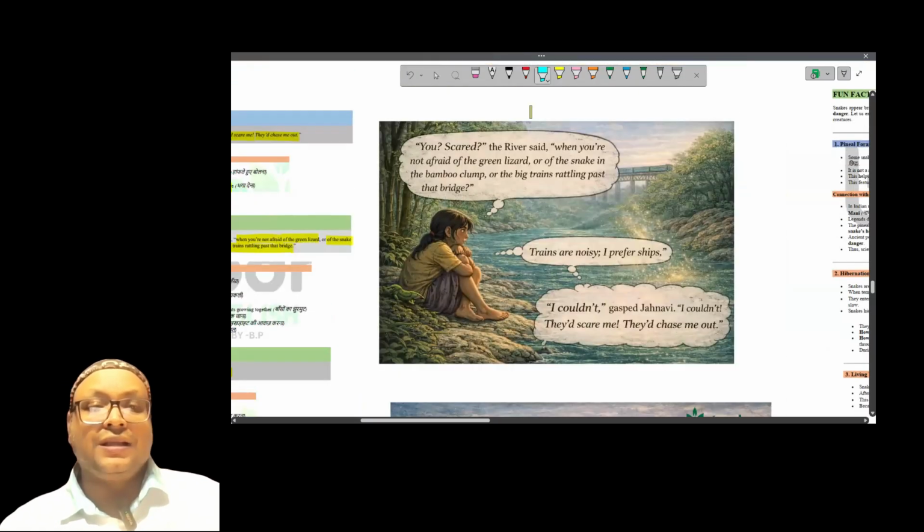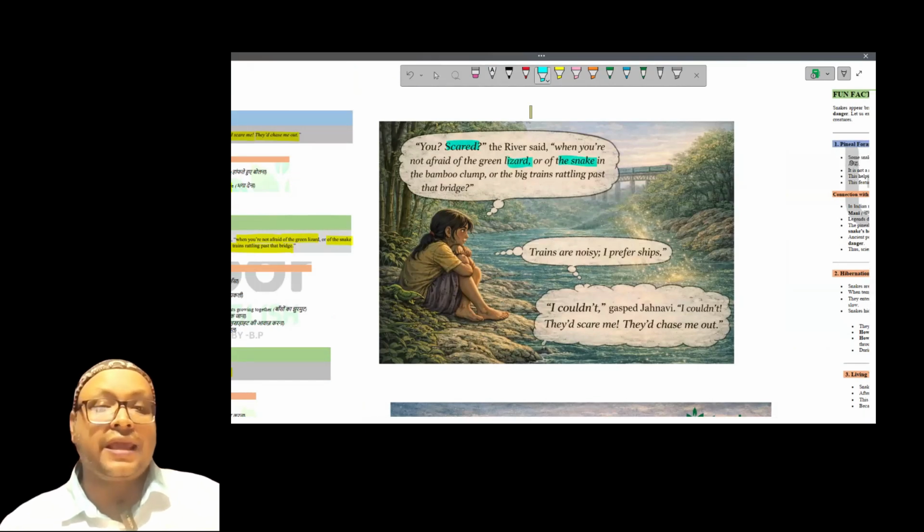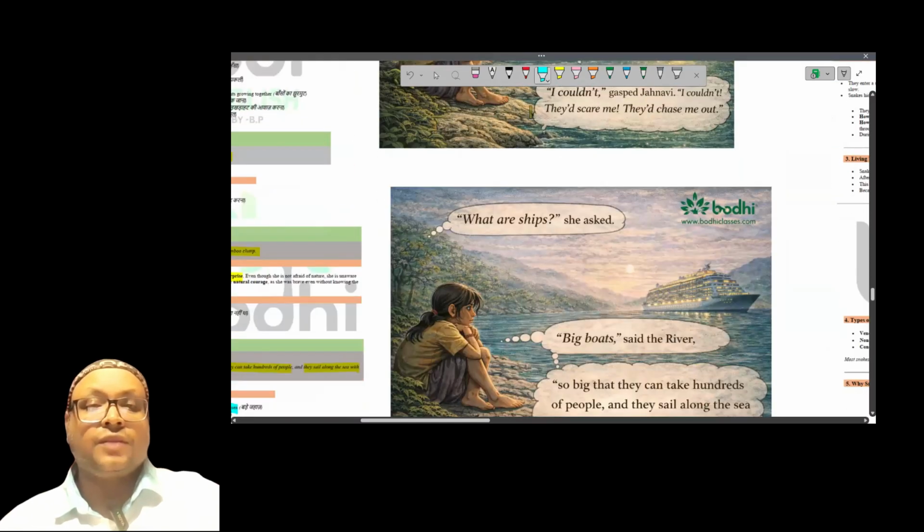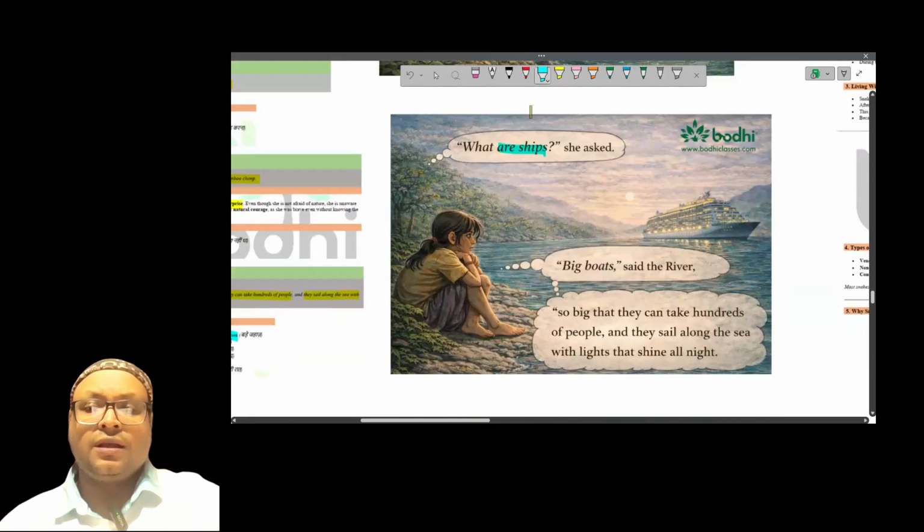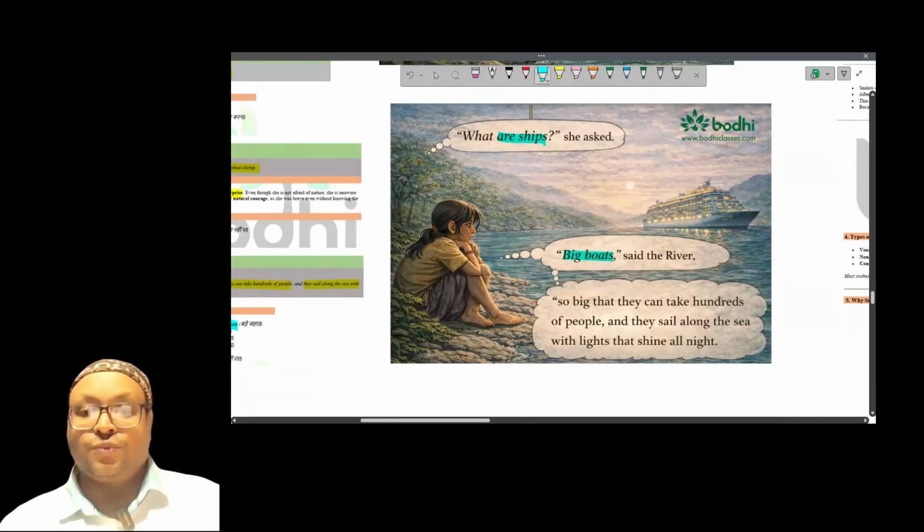Now, the river was telling her, you were scared. You were never scared because you were not scared of the lizard, of the snake, nothing. And then the river talked about trains and ships. The difference we already got to know. And Jahnavi asked, what are ships? Then our river told what ships are and gave the details of the ships.